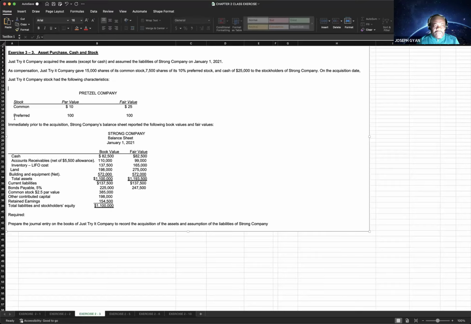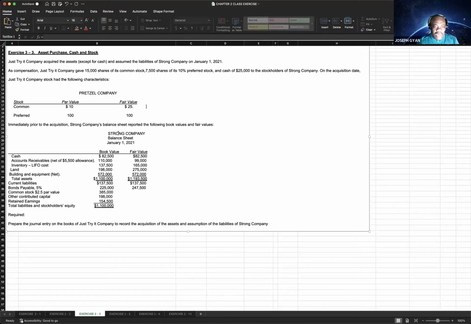On the date of the acquisition, Just Try It A company stock has the following characteristics. The common stock has a par value of $10, but the fair market value is 25. So this tells you that there's $15 more, $15 as other contributed capital, because the market price is higher than the par value. But when it comes to the preferred stock, the par value is equal to the fair value.